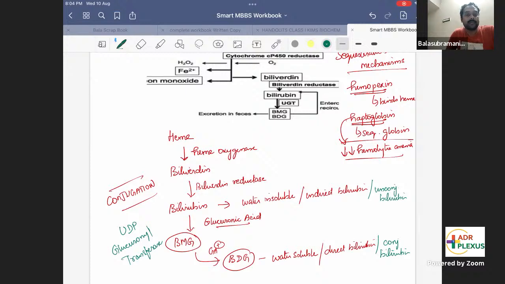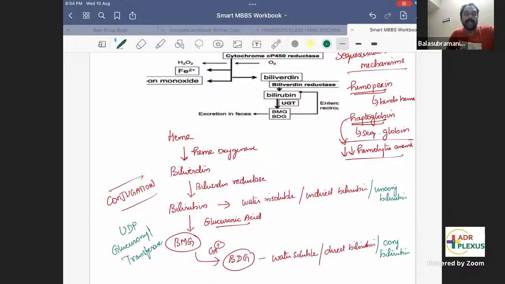So the heme breaks down to biliverdin. See, there are 3 bile pigments. The bile pigments are the pigments which are present in the bile. Bile is a golden yellow fluid which is secreted from the liver. The 3 bile pigments are biliverdin, bilirubin, and bilicyanin. Each one of them has a color. Bilirubin is reddish yellow, bilicyanin is a purplish color, and biliverdin is a greenish color.